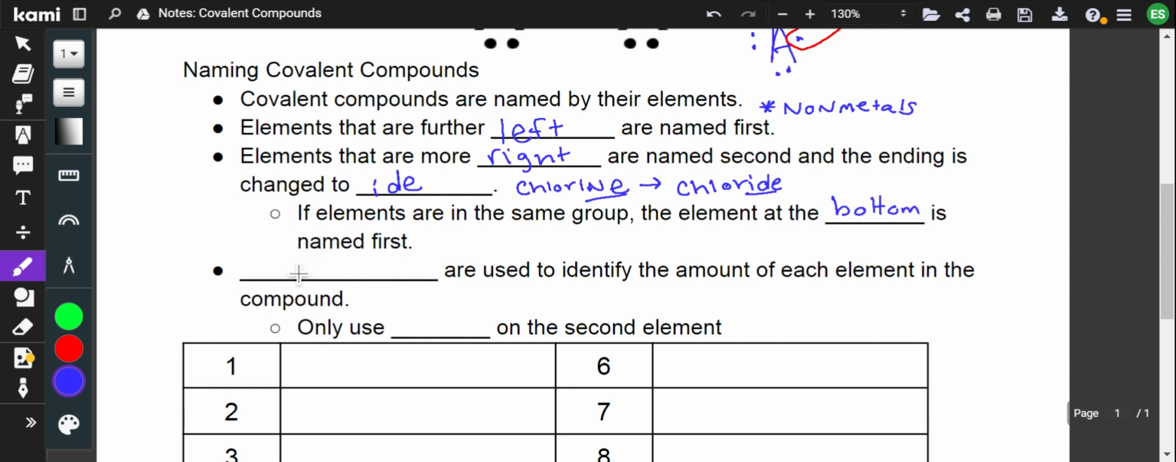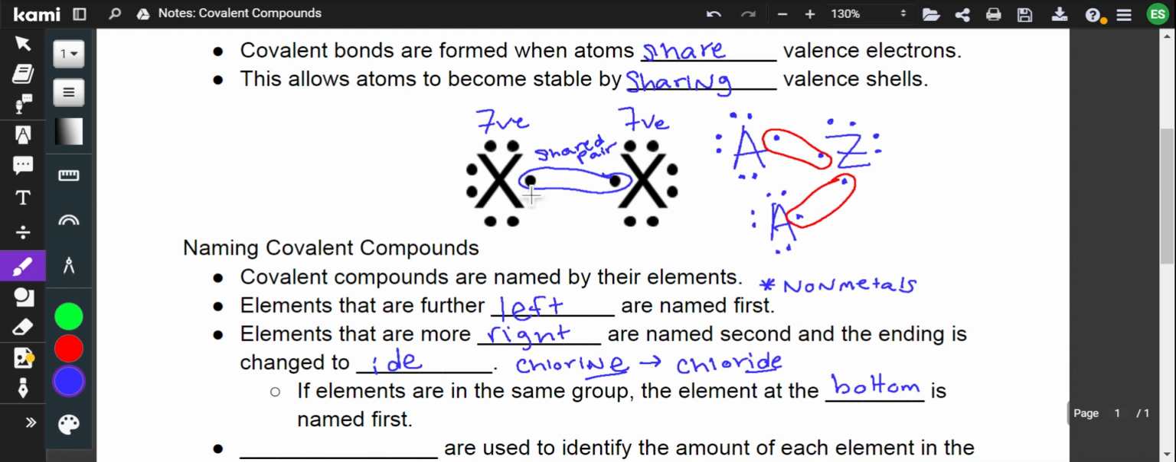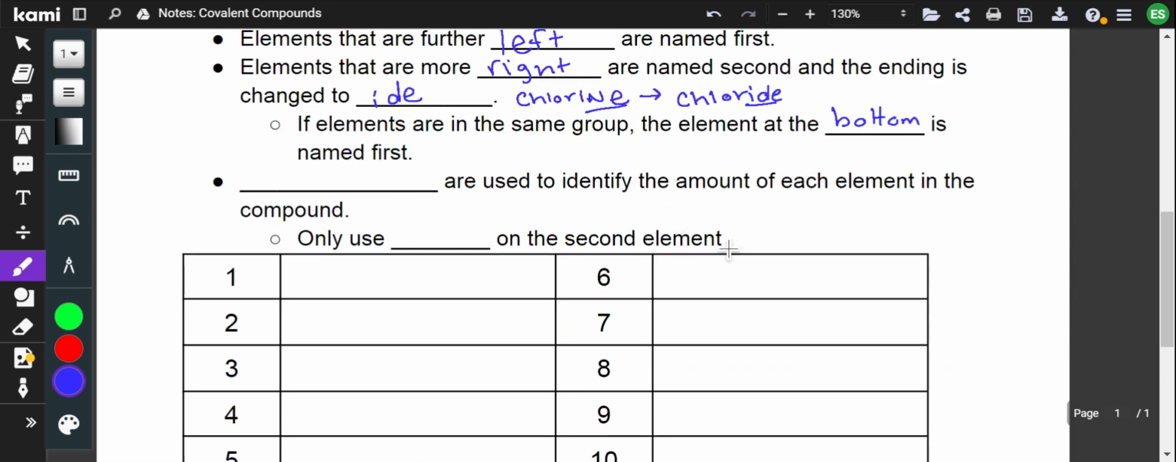Now, in order to identify how many, because in this case, like I showed earlier, we could have different numbers of each of these elements present in the compound, how do we know? For a covalent compound, we're going to use prefixes. Prefixes are the identifiers for how many of each element are present.